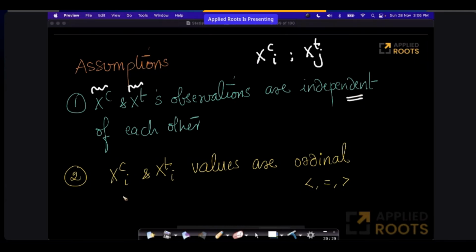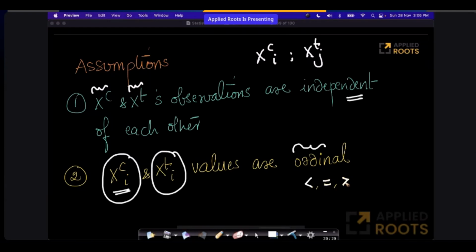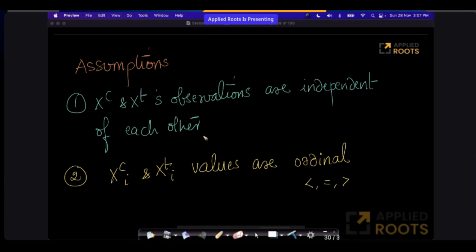And here comes the slightly tricky part, which is all your XCi's, whatever you're measuring, and XTj's, they have to be ordinal. Ordinal means you should be able to order them, which means you should be able to compare if something is less than, equal to, or greater than another thing. This is important. Like numbers you can compare, but imagine instead of numbers you have countries. How do you compare countries? In such a situation, if these random variables XC and XT take the values of countries, then it won't work. It has to be ordinal or numerical in nature so that we can compare them.